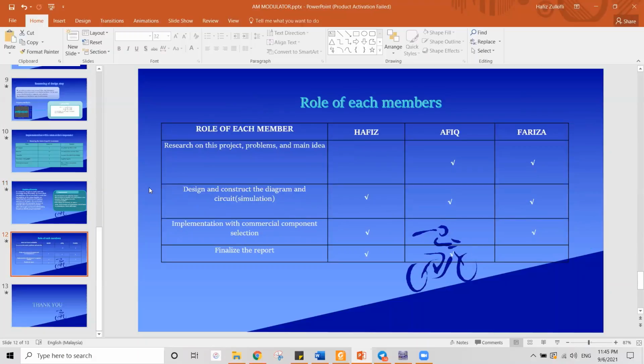Okay, so the contribution of each member. For the research on this project's problems and main idea, Afiq and I. For design and construction of the circuit diagram, we are doing it together. Implementation with commercial component selection, Hafiz and I also, and finalizing the report, Hafiz and Afiq.